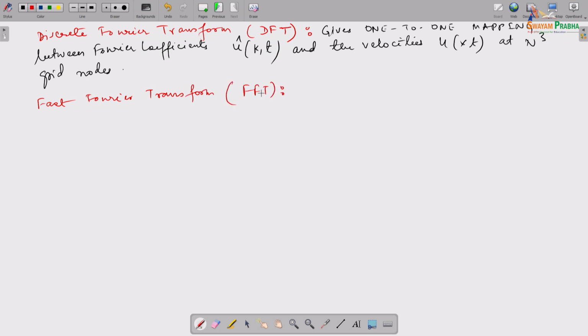The fast Fourier transform, FFT. What is that? Essentially it is used to transform between wave number space and physical space on the order of N cubed log N operations. So you can see we are speeding it up. How are we doing that?